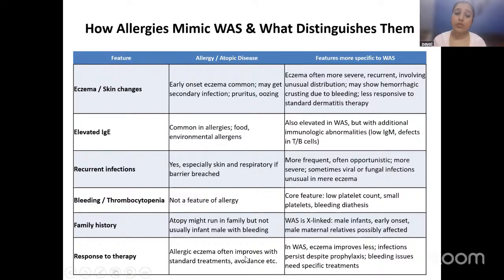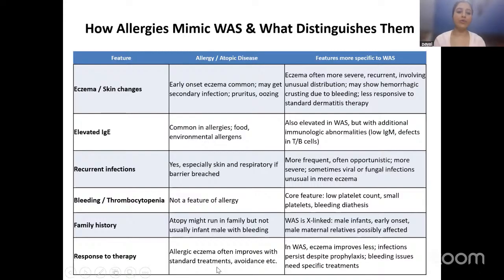Again, atopy also runs in family. So you may have a family history, but not that it is restricted to males. VOS is X-linked, so it will be restricted to males. It will be early onset, and maternal relatives possibly will be affected more.